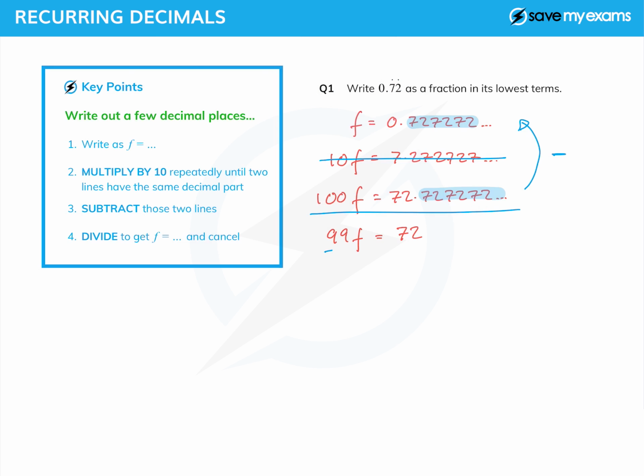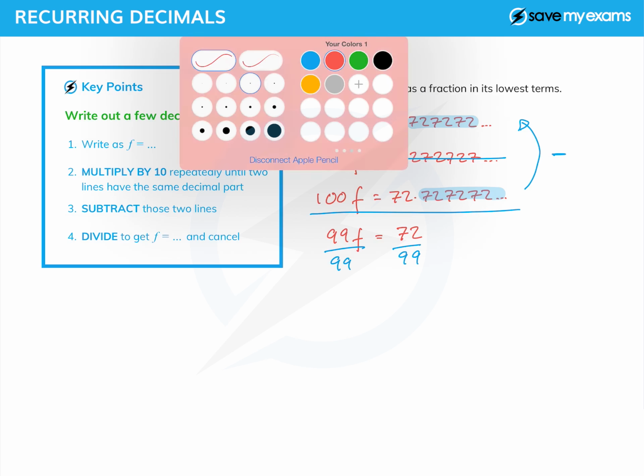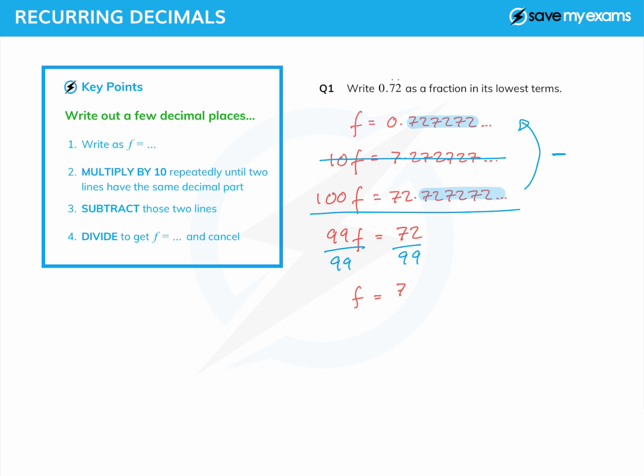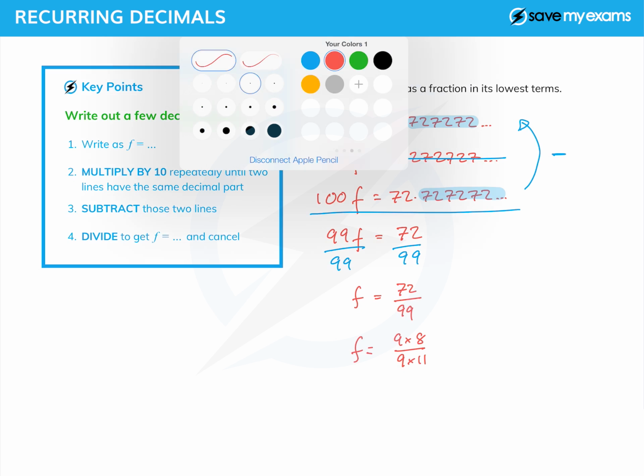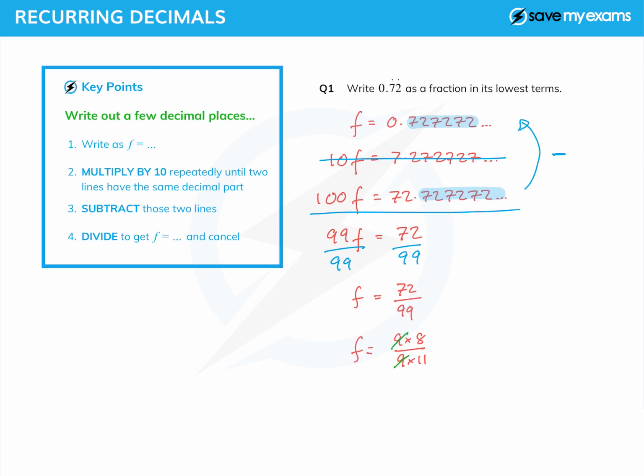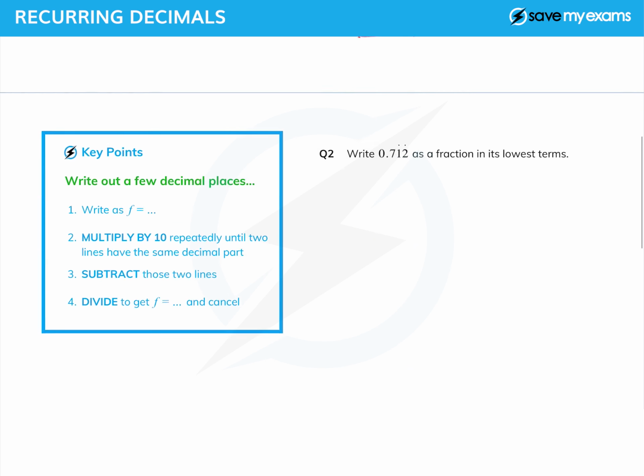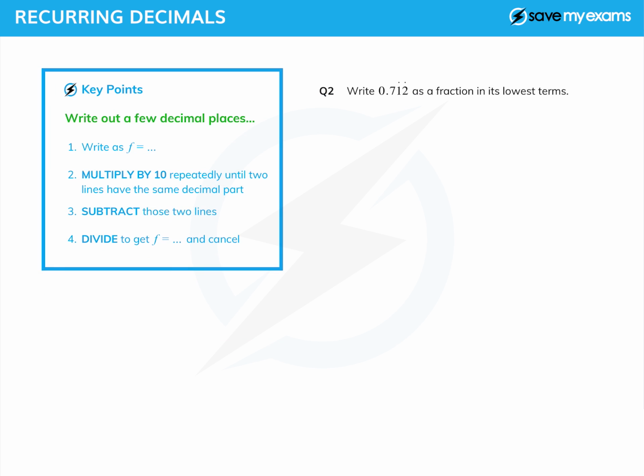And I divide to get f equals, so I divide both sides by 99, and that gives me f equals 72 over 99. But I haven't quite finished because the fraction needs to be in its lowest terms, and I can spot that the top is 9 times 8 and the bottom is 9 times 11, and so I have a factor of 9 which cancels, and now it is in its lowest terms as f equals 8/11. Now let's have a look at a slightly more difficult one.